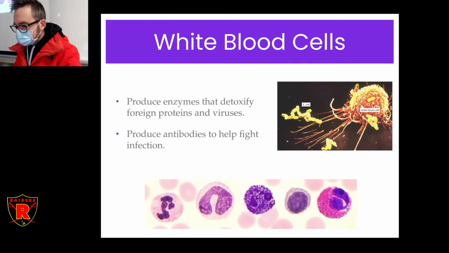Yeah, they make a bunch of enzymes to break stuff down. Some of them, T cells, produce antibodies which help inactivate bacteria and viruses and help identify them for other leukocytes to eat.